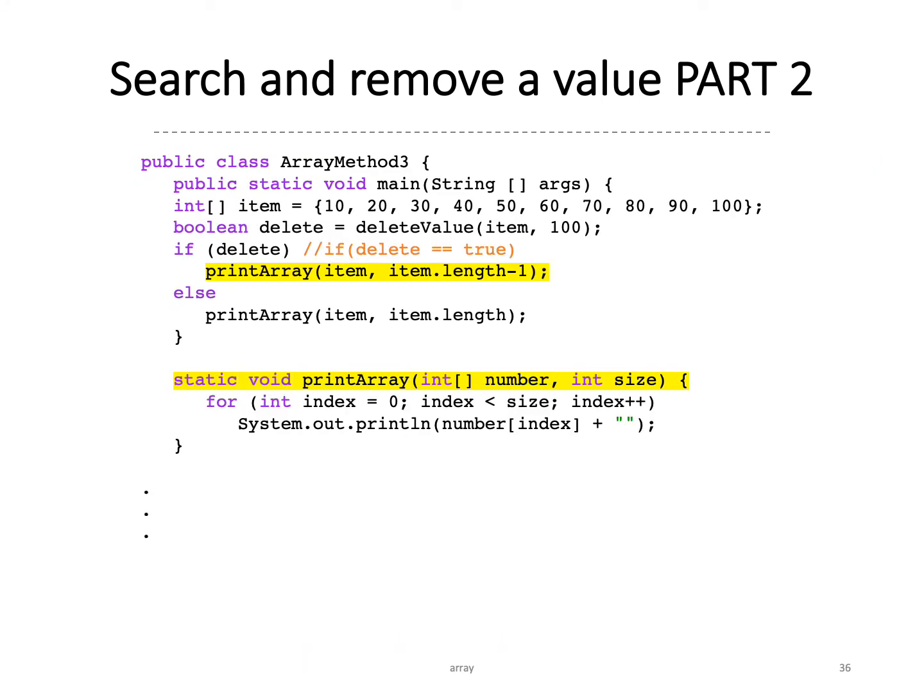Referring back to the code where we remove 100 from the array, can we still access it? Here, within our if statement, we see that if delete is equal to true, meaning that we have deleted a value, the size of our array will become item.length - 1. We pretend that our array size is less than before, which is 9, not 10 anymore. But if we try to access item at index 9, it will still display the value 100.